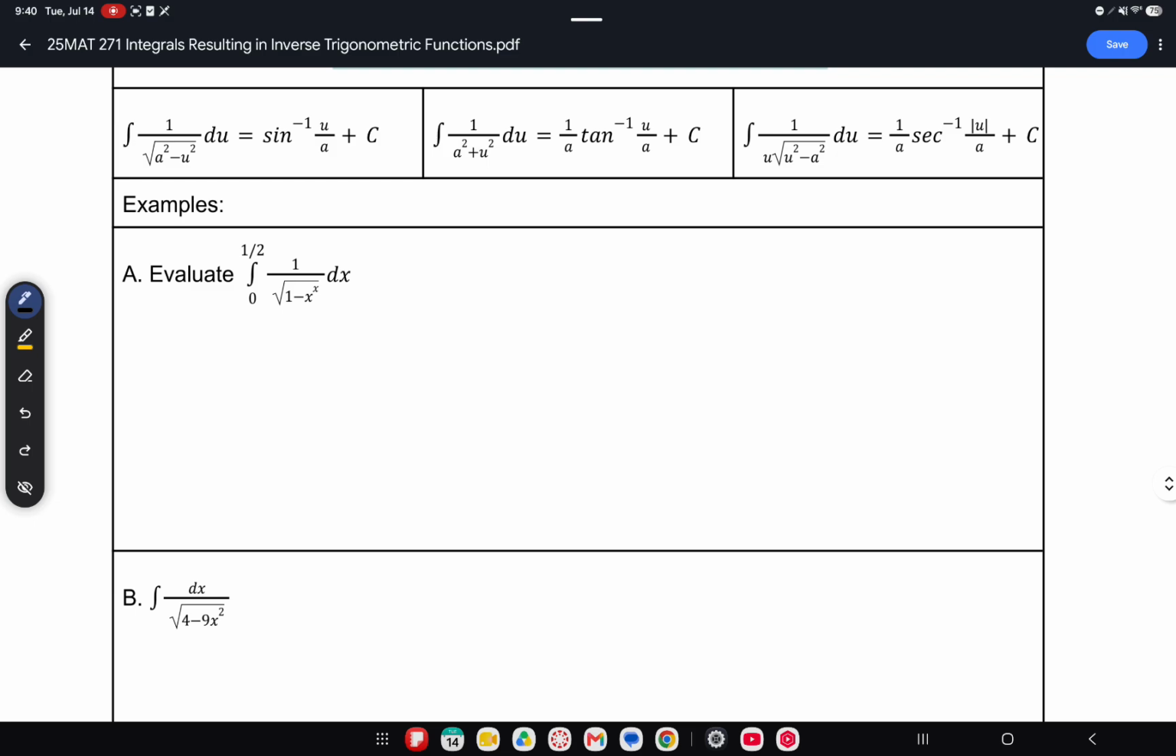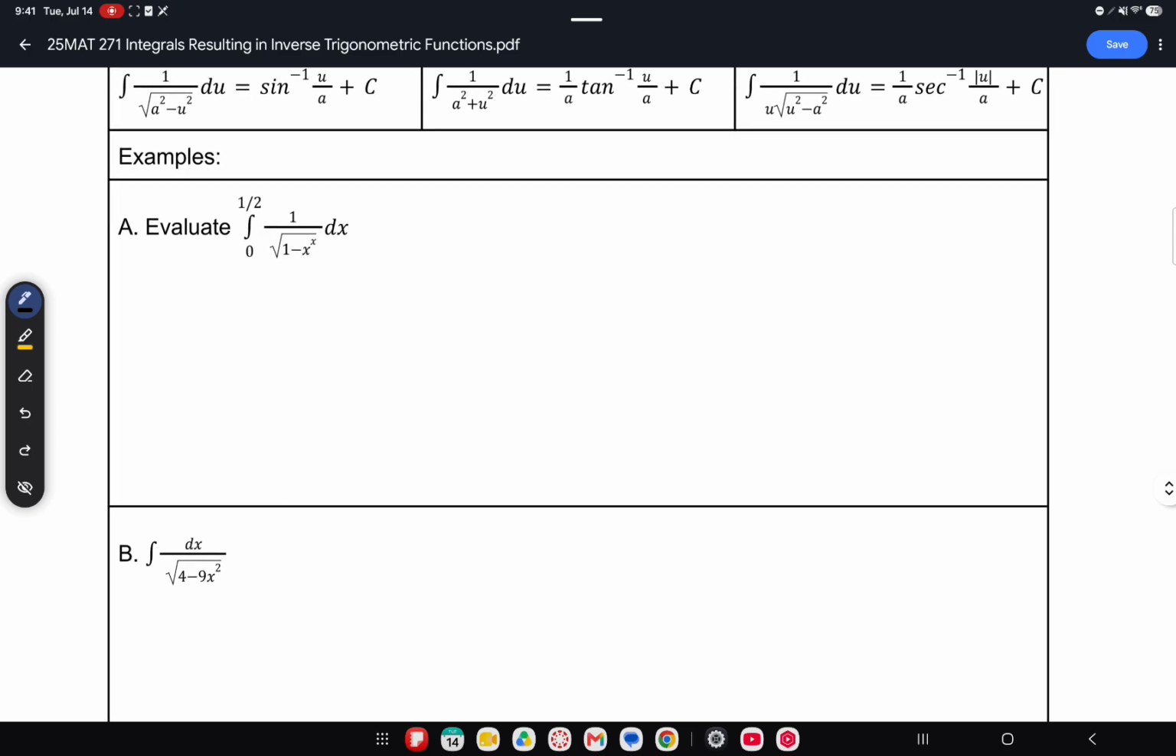So if we have the integral of 1 over the square root of a squared minus u squared du, that's going to be our inverse sine. So inverse sine of u over a plus c. Then we have 1 over a squared plus u squared. It's going to be our inverse tangent. So 1 over a, inverse tangent of u over a plus c. And then I have one here for inverse secant. I don't know that I'm going to use that in today's examples, but it's there just in case.